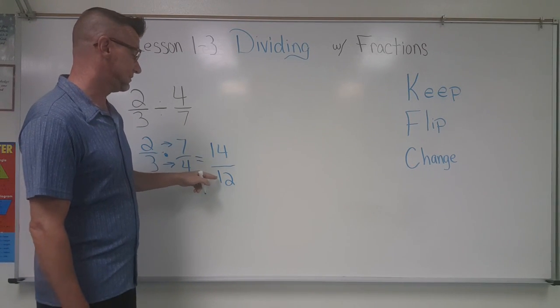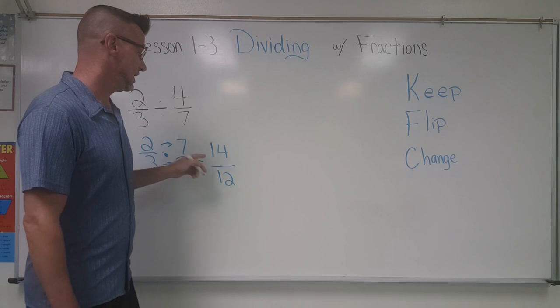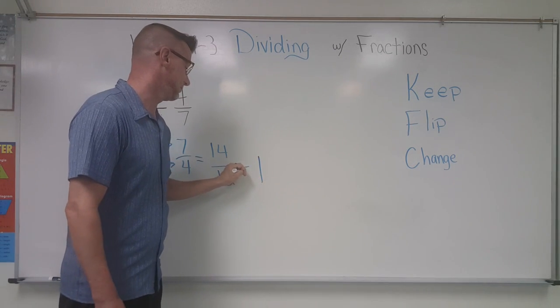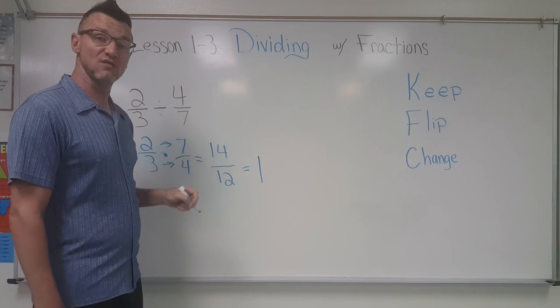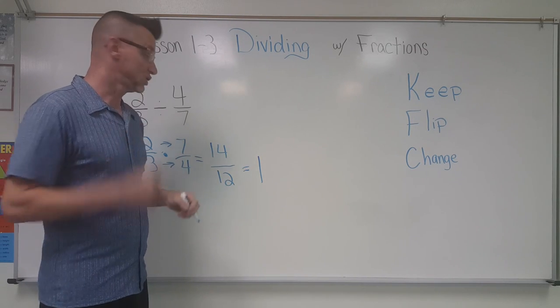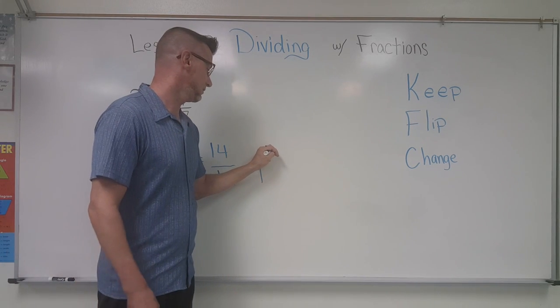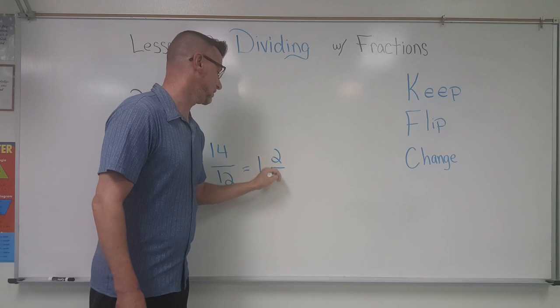Okay, so how many times can 12 go into 14? It can go 1 time. How much is left over when you put 12 into 14? 2 is. So this becomes 1 and 2/12.